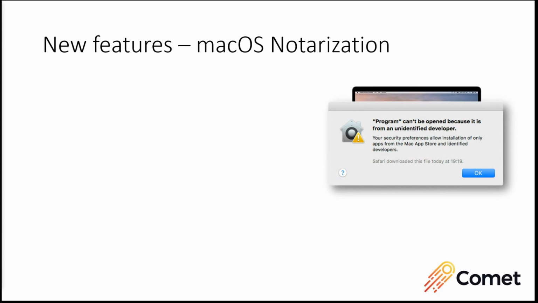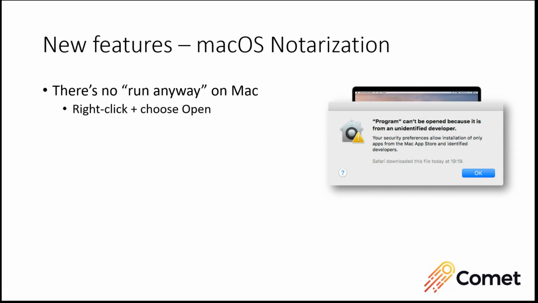What you might not know, if you're mostly a Windows user, is that compared to Windows, on macOS Gatekeeper, there's no run anyway button. In this screenshot, I've just double-clicked the Comet installer and it doesn't run. And there's no run anyway button. That little help button there doesn't do it. Your options are to either disable security system-wide, or you have to know the secret trick, which is to right-click and open the app.